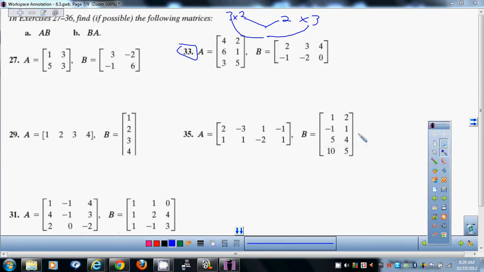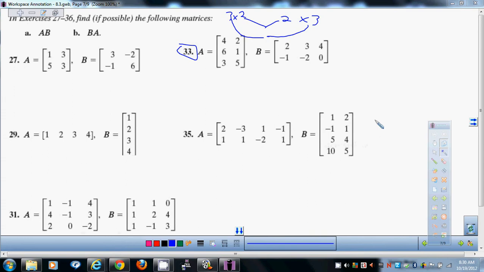Row by column. RC column. You're going to take the first row and multiply it by the first column. That day to wear kind of a short shirt. All right. So first row, first column.